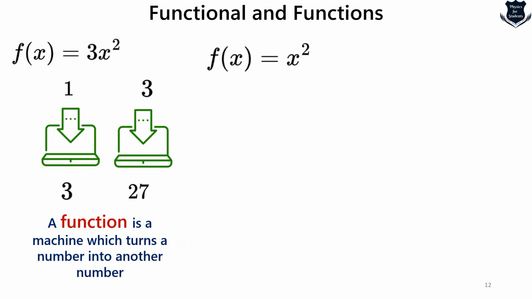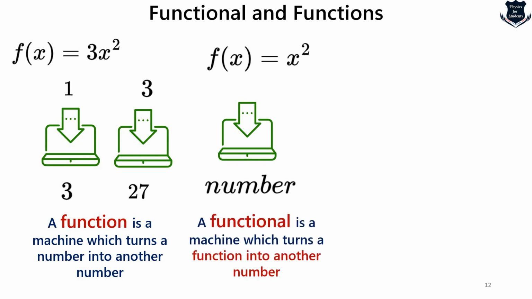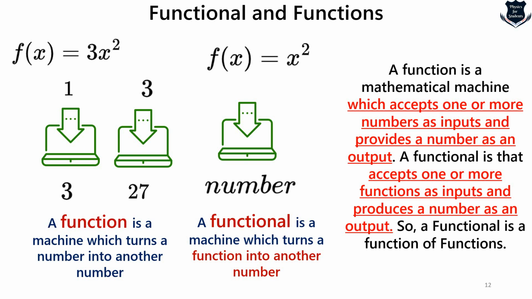I take another equation, for example, f of x equals x squared. And if I put this into the same machine, it will again give out a number. So a functional is a machine which turns a function into another number. It is a very subtle difference. A function is a machine which turns a number into another number, and a functional takes an entire function and turns it into another number. On the right hand side, you can see it is quite a comprehensive definition.